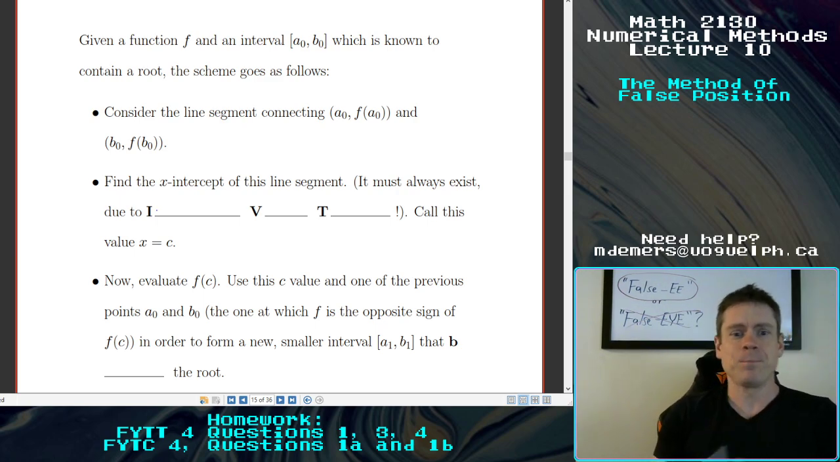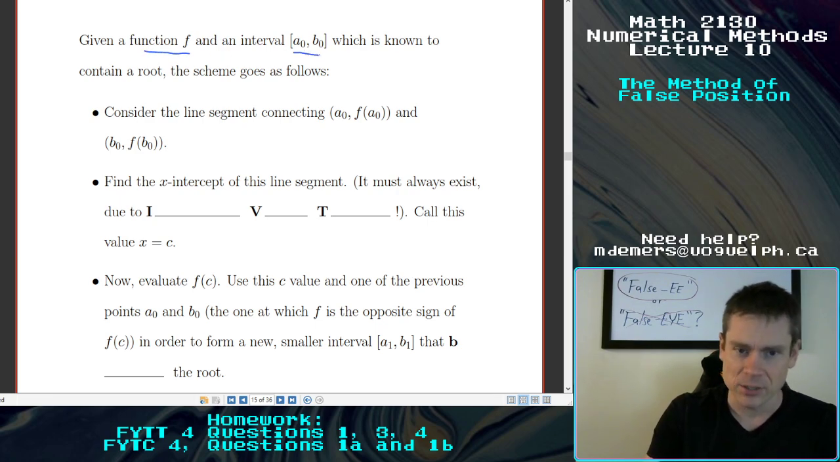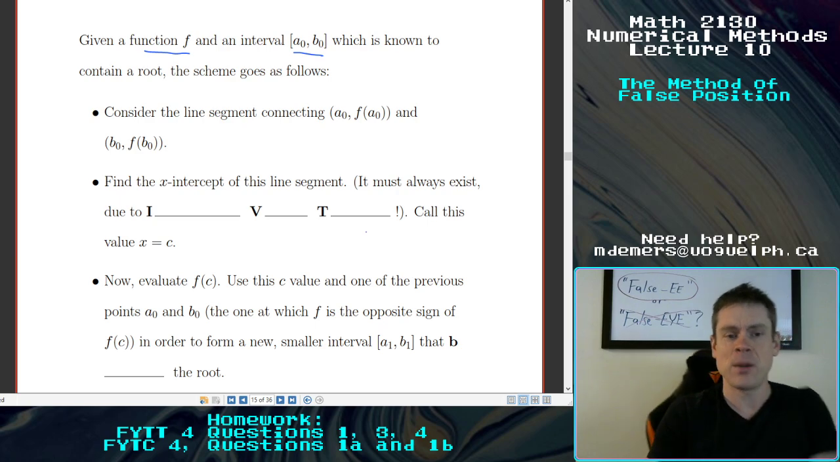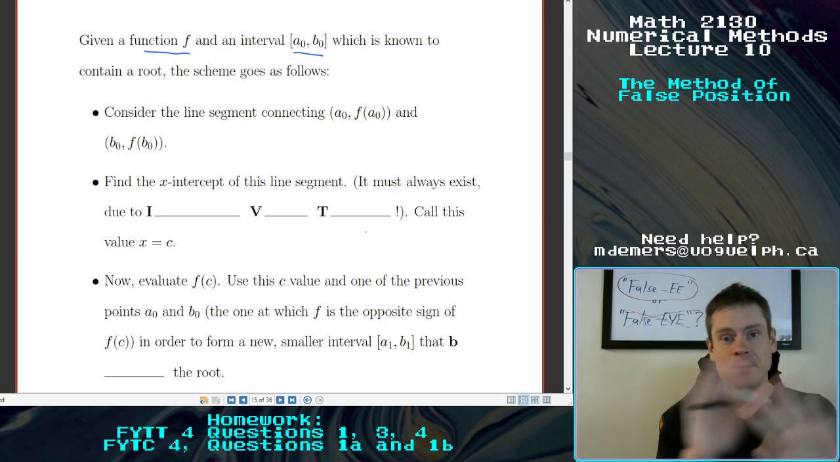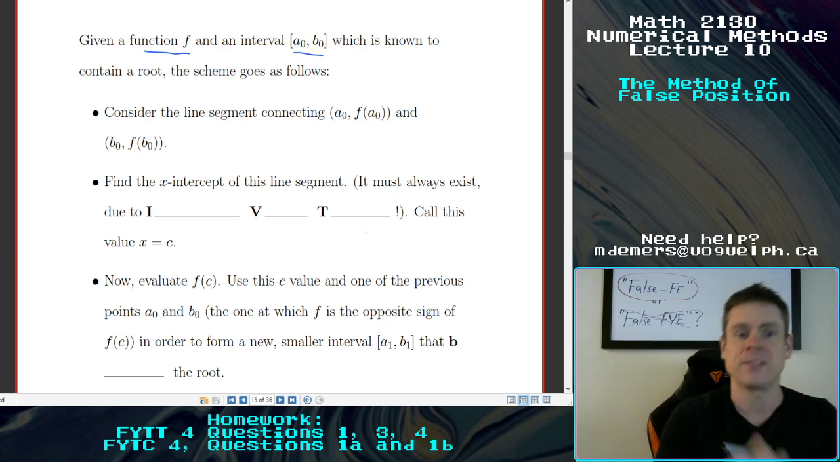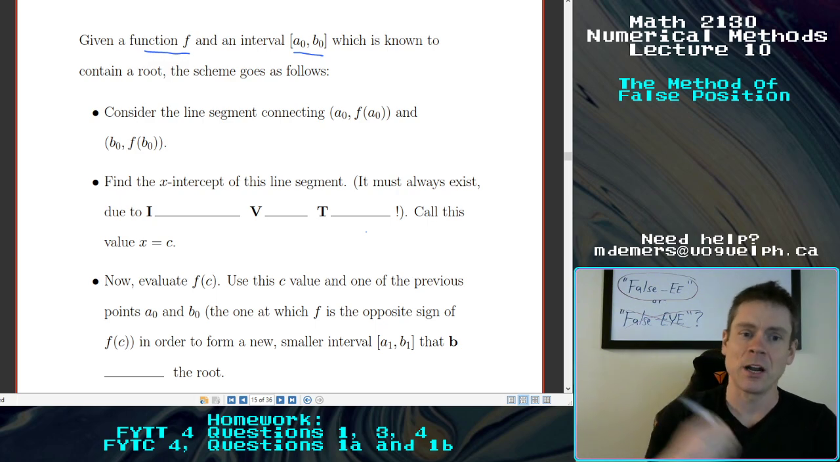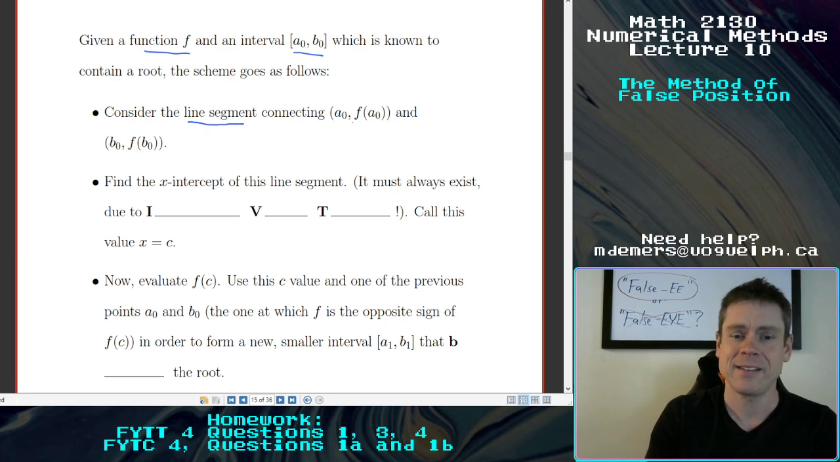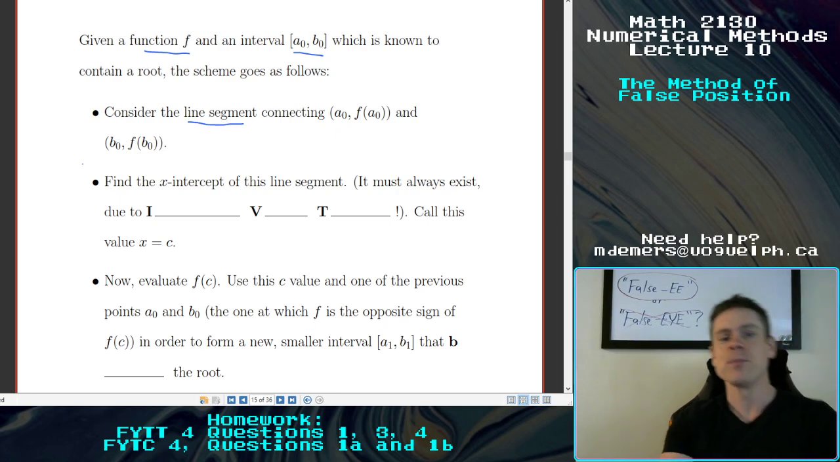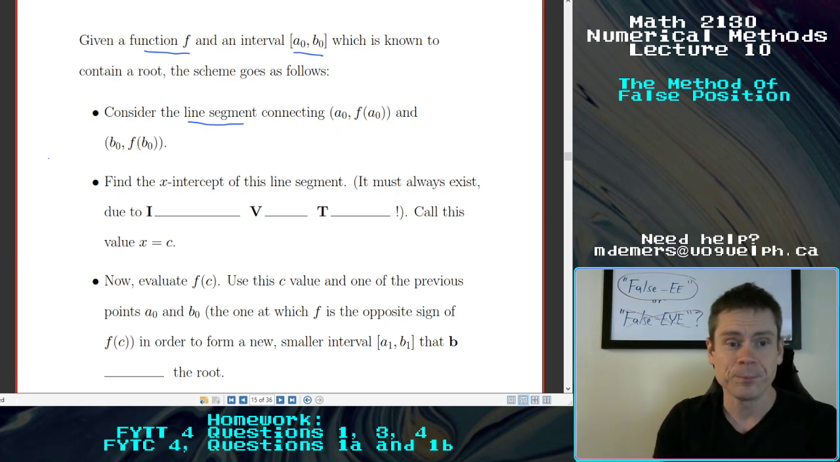We're going to start with a function f that we're interested in, a starting interval a0, b0, and we know that that interval contains a root. Same sort of setup as the bisection method. But here's what we're going to do. We're going to consider the line segment connecting (a0, f(a0)) and (b0, f(b0)).